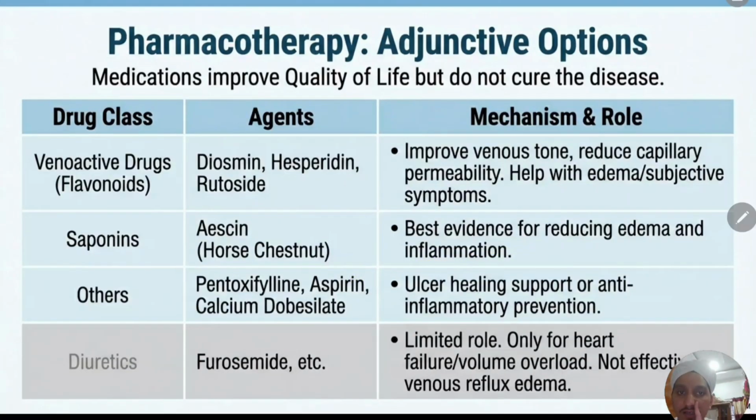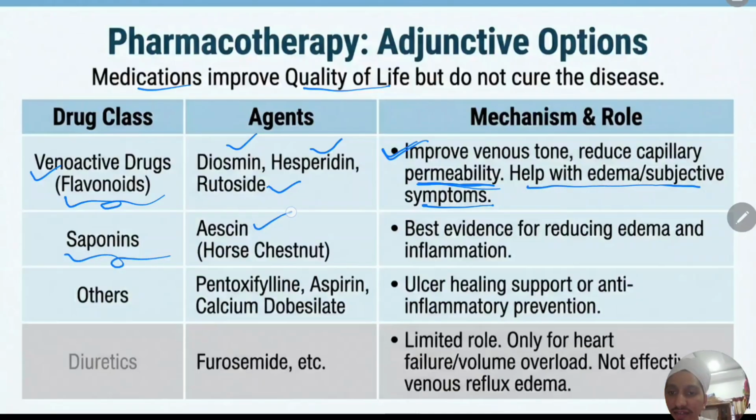Moving forwards. So pharmacotherapy, what will he give? These medications improve the quality of life but do not cure the disease. So we know active drugs, flavonoids like diosmin, hesperidin, rutoside. These improve the venous tone actually and reduce the capillary permeability. So that means you can reduce the edema and you can reduce the dermatitis and skin discoloration. All these things will be controlled if you use this. Okay, improve the venous tone, reduce the capillary permeability, help with edema and subjective symptoms.